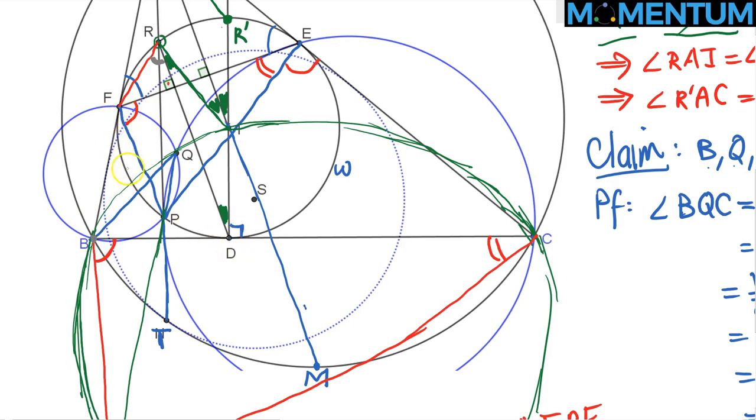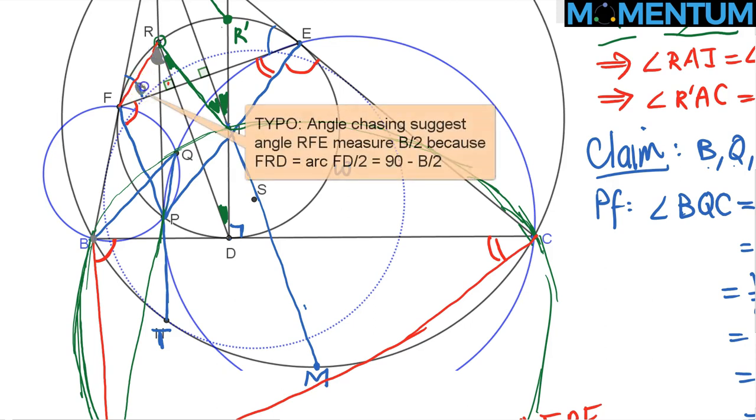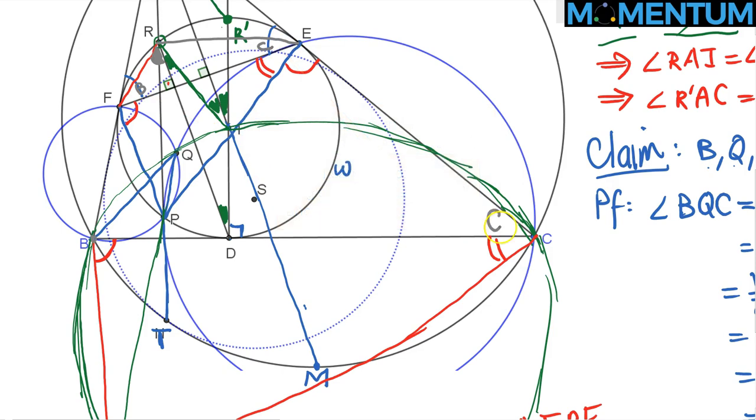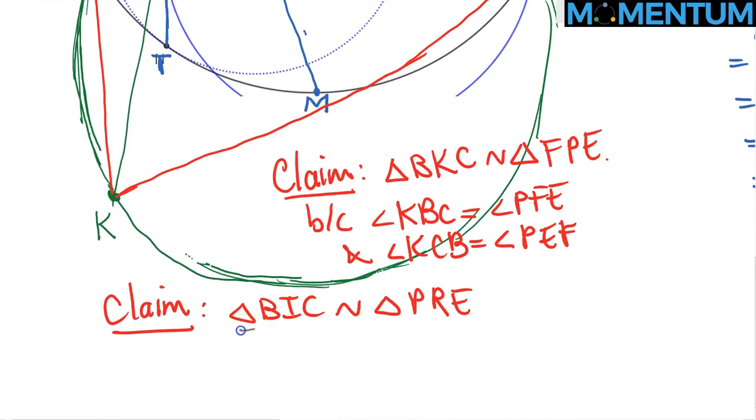Obviously the arc itself therefore measures 180 minus B. So therefore this angle over here should measure 90 minus B. And as such, this one should measure B, right? In a similar way, you can easily establish, again by simple angle chasing, that this angle measures the same. So that establishes the desired claim.